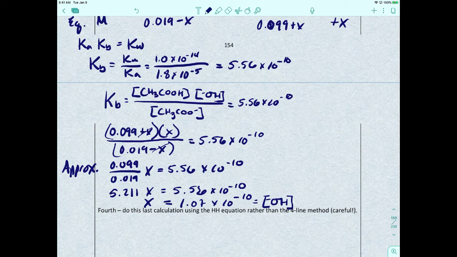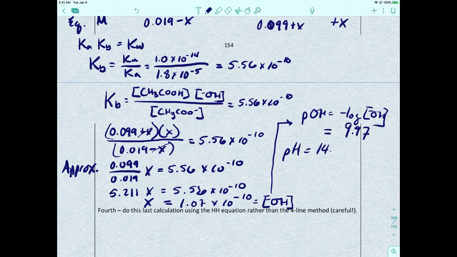Now using that, we can find pOH because that's going to be the negative log of the hydroxide ion concentration. The pOH would come out to be 9.97. And then to find the pH, if we take 14 and subtract the pOH from this, the pH comes out to be 4.03. And so there it is.